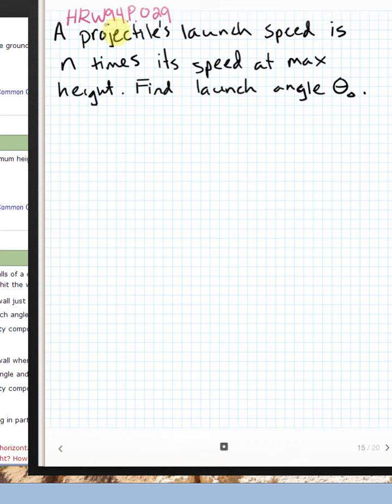This is number HRW94P029. It's so short that I wrote it. We've got a projectile's launch speed is, here they give you a number, but I'm going to use n, just some multiplier n, some number, times its speed at max height. Find the launch angle. Okay, so we've got something being launched like this, at some velocity, and at some angle.